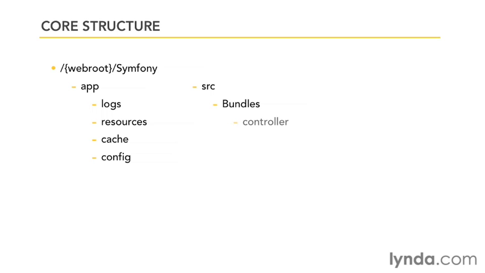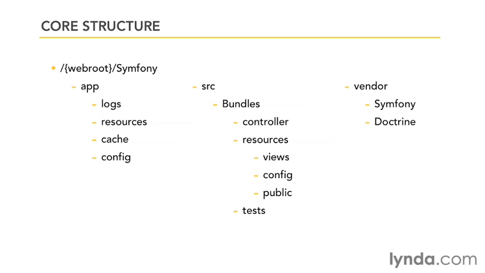You can see there are some key directories here. The main ones that you'll be concerned with is the app directory, where a lot of your config files are going to reside. It's also going to hold your cache information, your logs, and some other libraries. The src, or source directory, is where your PHP code is going to reside.